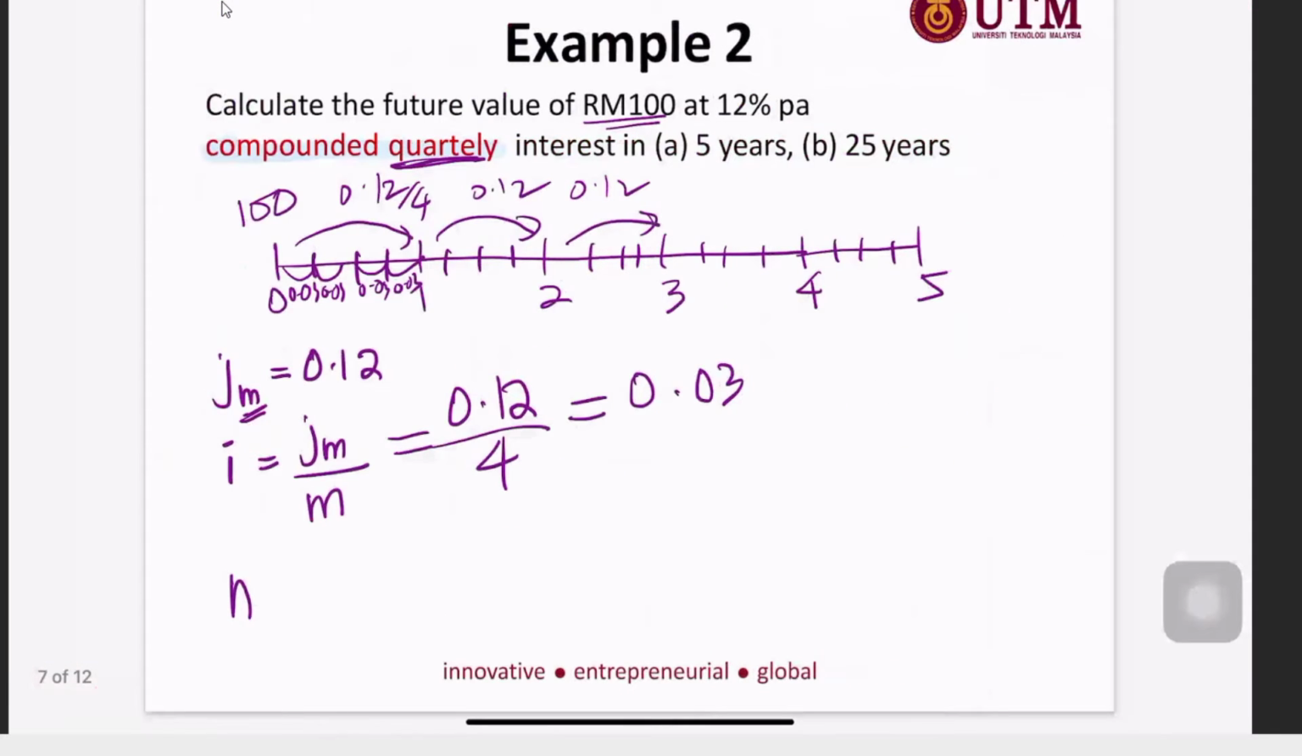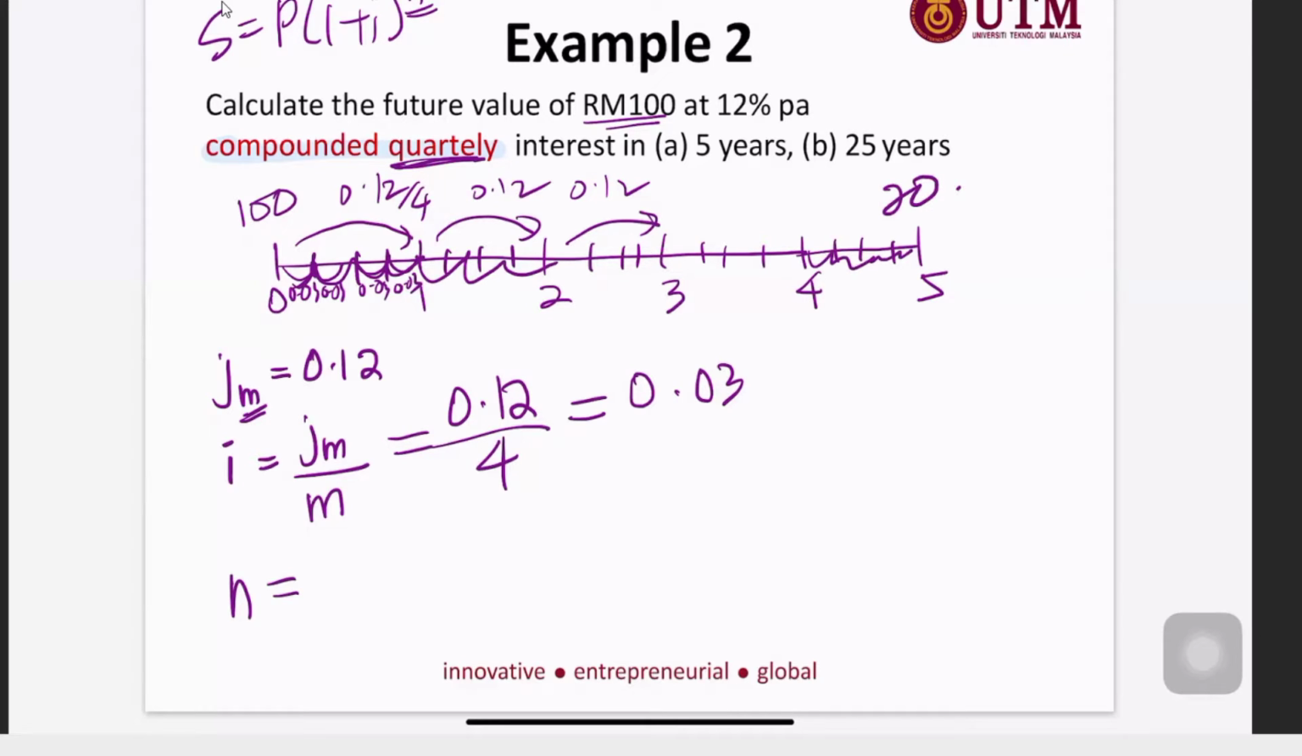So your formula is S equal to P(1 plus I) to the power of N, right? So this N is the number of periods that you use compound interest. If you notice, every year we have 4 times compounded, so that means 1, 2, 3, 4. So now we have a total of 20, because every year we have 4. That means 5 times 4, we would have 20.